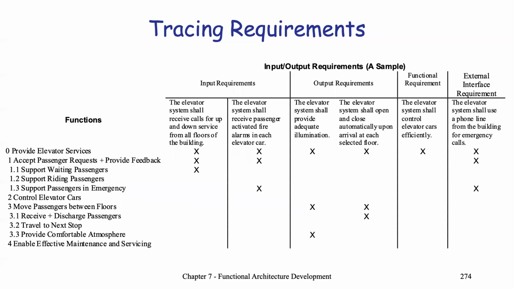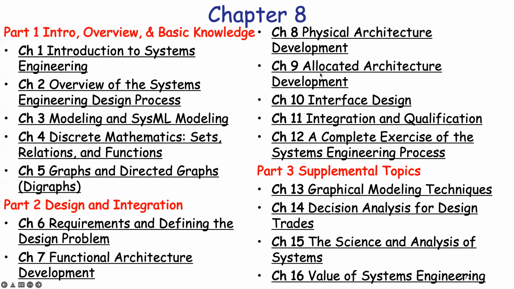What about tracing of requirements? A table is a great way to be doing this. If you have an X, you can see that there's a tracing of providing an elevator service. And so there's a connection with the elevator system shall receive calls for up and down service from all floors of the building. We can just see how we have these checks that go from one function and relate those to one of these four categories or multiple ones of those categories of requirements.